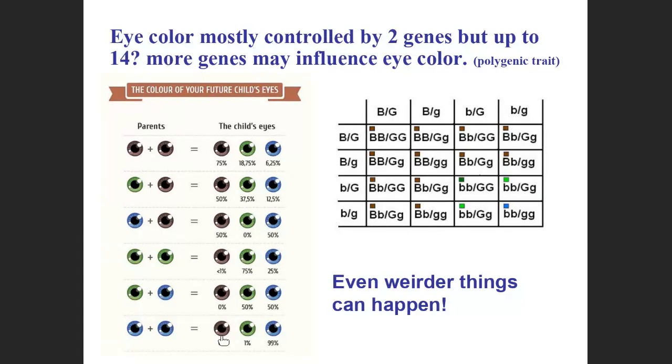I don't know what the exact percentage is, but 2 blue-eyed parents can produce brown-eyed children, and we'll see that in a couple slides. But eye color has multiple genes and multiple alleles. And so you can get all different kinds of variations, brown, green, blue, hazel eyes. But even weirder things can happen.